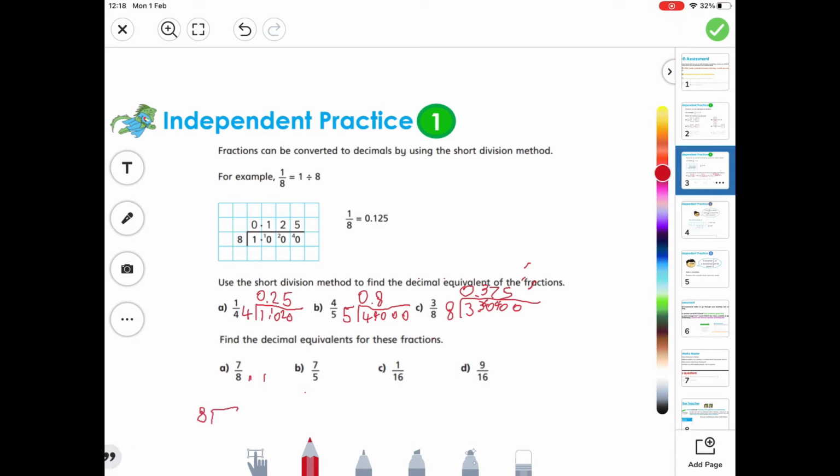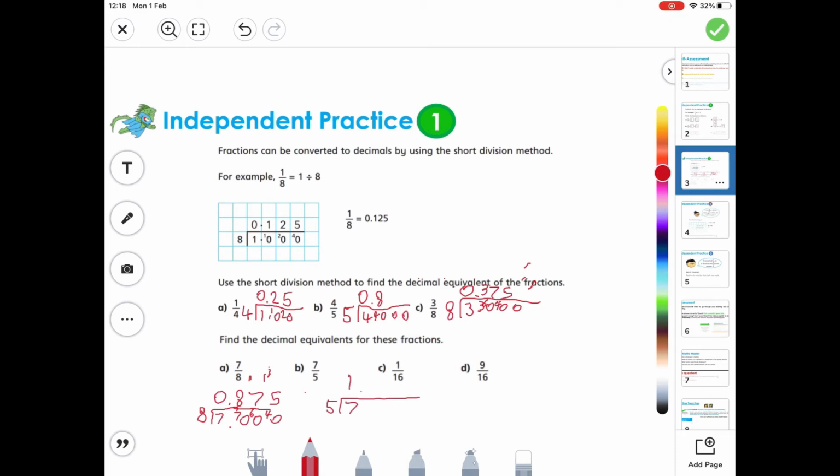So 7 divided by 8. How many 8s go into 7? That's 0. We'll put the decimal points in. How many 8s in 70? That's 8 with a remainder of 6. How many 8s in 60? 7 with a remainder of 4. How many 8s in 40? That's 0.875.